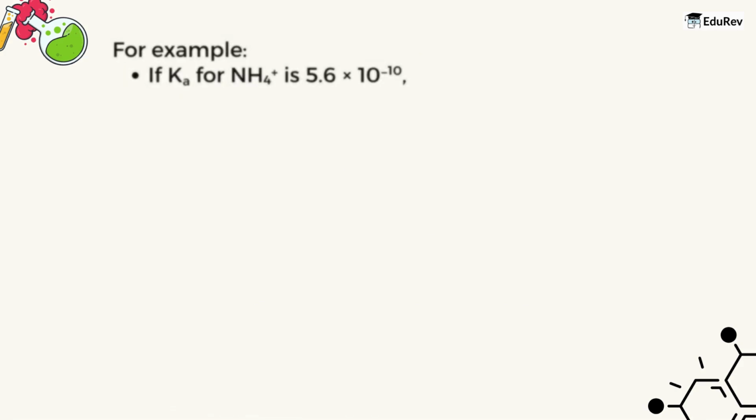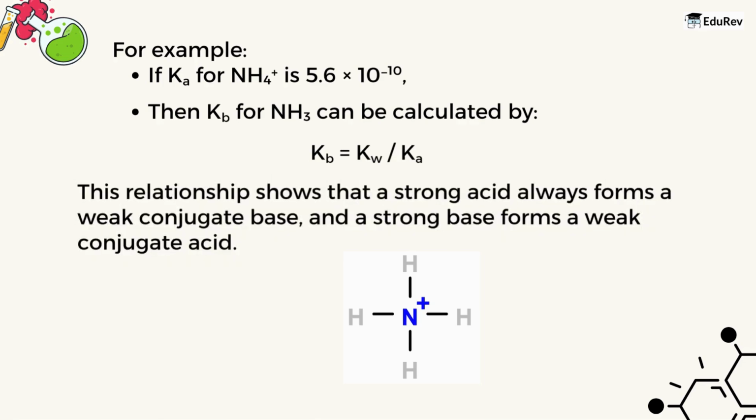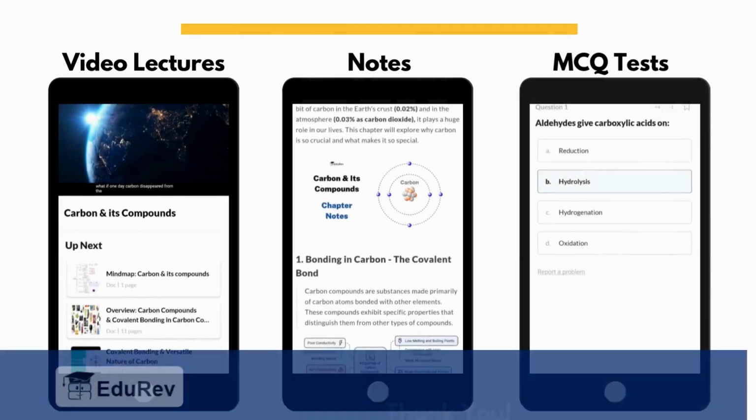For example, if Ka for NH4+ is 5.6 times 10 raised to the power minus 10, then Kb for NH3 can be calculated by Kb is equal to Kw divided by Ka. This relationship shows that a strong acid always forms a weak conjugate base, and a strong base forms a weak conjugate acid. We hope that you have understood the topic.